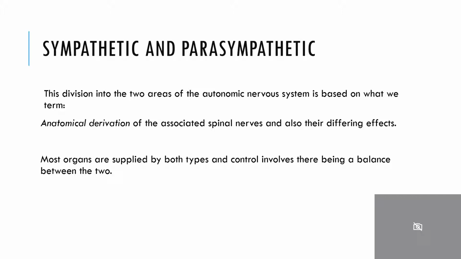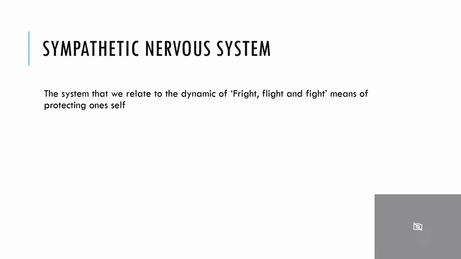The division into the two areas of the autonomic nervous system is based on what we term how they are anatomically derived in relation to the associated spinal nerves and their differing effects. Most organs are supplied by both types, and control involves there being a balance between the two. The sympathetic nervous system is the system that we relate to the dynamic of fright, flight, and fight, and it's the means of protecting oneself from harm.